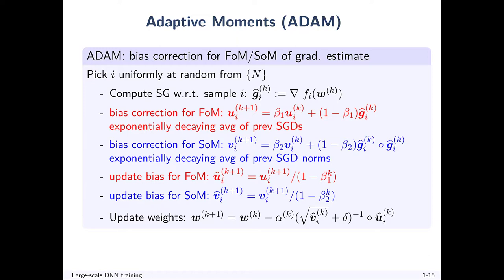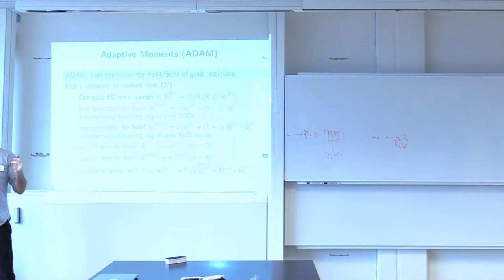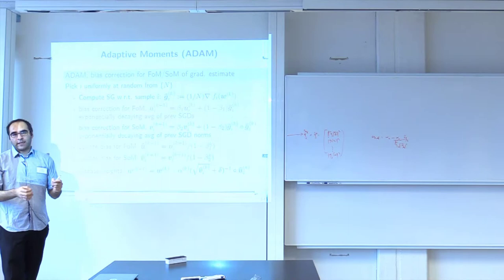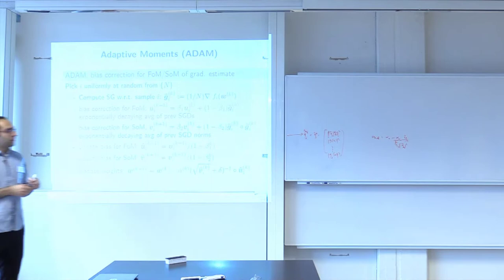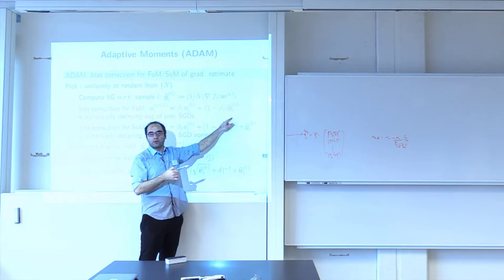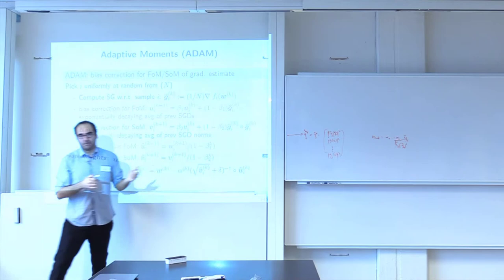So again, what if you want to get an intuition about what is happening with this? Basically, this is an exponentially decaying average of the previous norms of the SGD, the norm of the stochastic gradient. So here it's a running sum where you put less and less, exponentially decaying, weights on the squared norm of each gradient. So you can get an intuition that this is the mean, you're trying to get something that looks like the mean of SGD, and this is something that looks like the variance of SGD. So this is what they're trying to do.